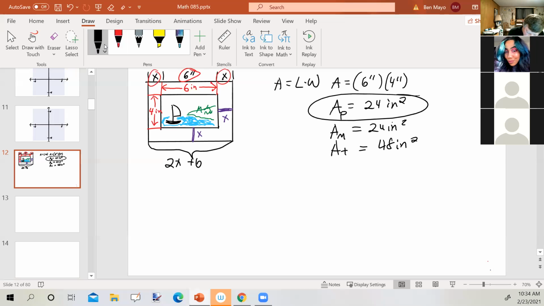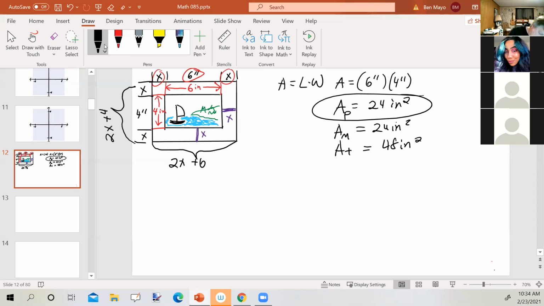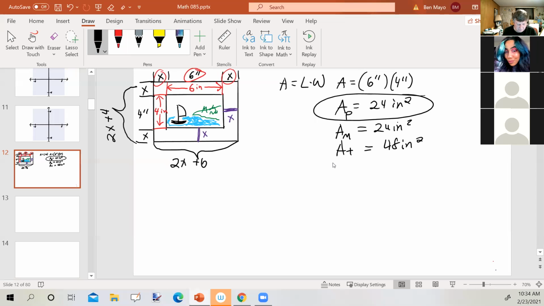Okay. Can you also see that this distance is x, and this distance is x, and this distance is 4 inches? So then this total distance here would be 2x plus 4. Any questions there?